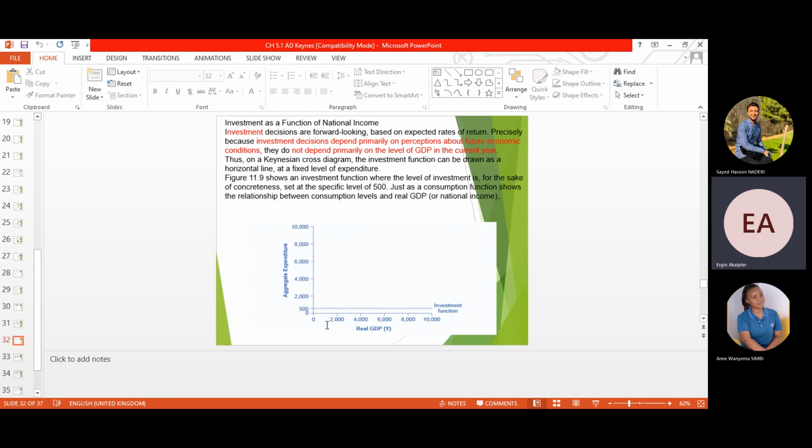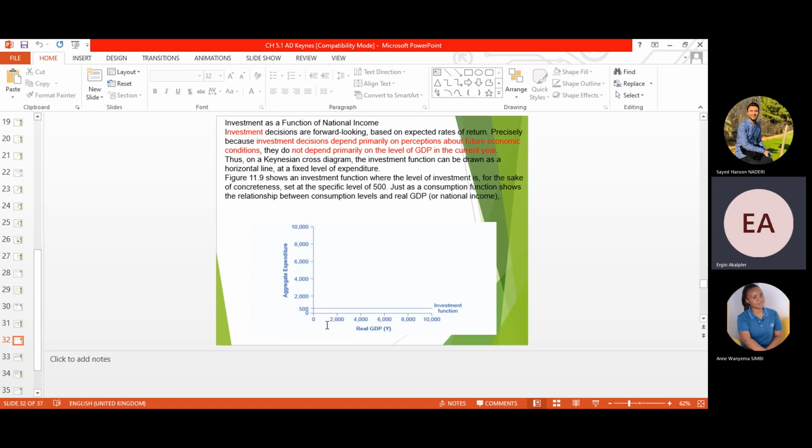I'm coming here again, as given here, to investment as a function of the national income. Investment decisions are forward based on expected rates of return, precisely because investment decisions depend primarily on perception about future economic conditions. They do not depend primarily on the level of GDP in the current year.